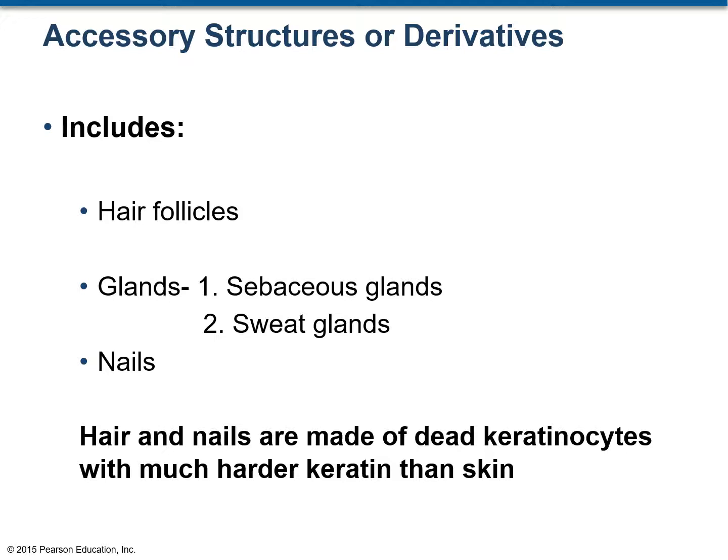Now we are going to learn about the accessory structures or the derivatives. The accessory structures include hair follicles, glands and nails. The glands include sebaceous glands and sweat glands. Both hair and nails are also made up of dead keratinocytes, just like your skin is. But the keratin that's present in hair and nails is a different version. It's a different type. It is much harder than the keratin that's present in the skin.